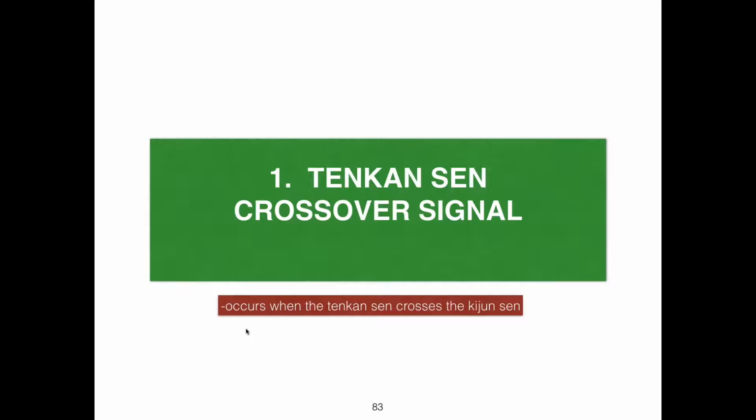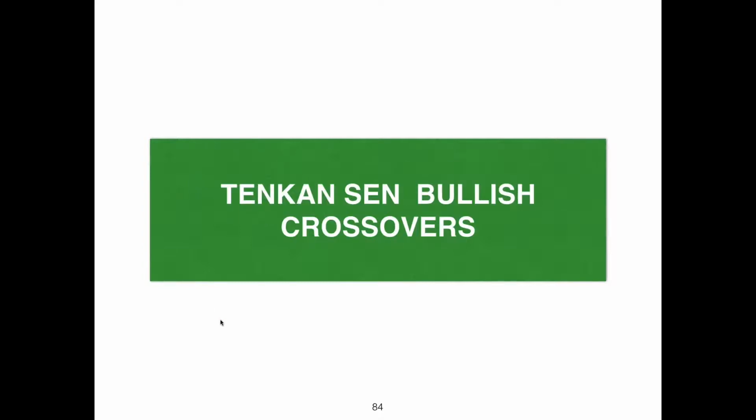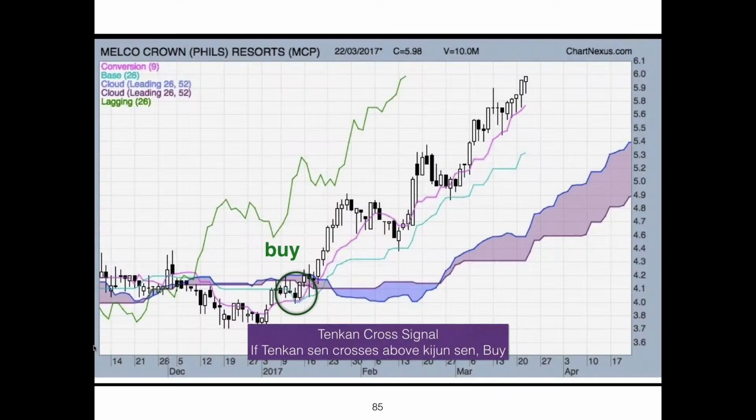Now here's the first signal, the Tenkan-sen crossover signal. This occurs when the Tenkan-sen crosses the Kijun-sen. If the Tenkan-sen crosses above the Kijun-sen, a bullish Tenkan-sen crossover occurs. When this happens, buy. Here's an example.